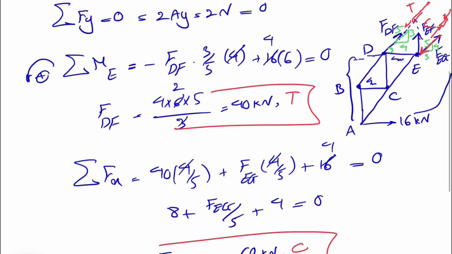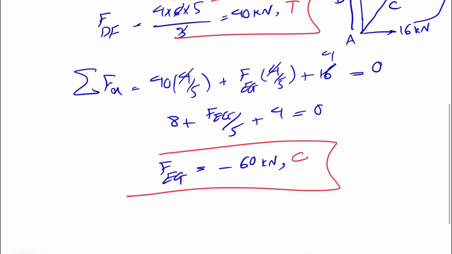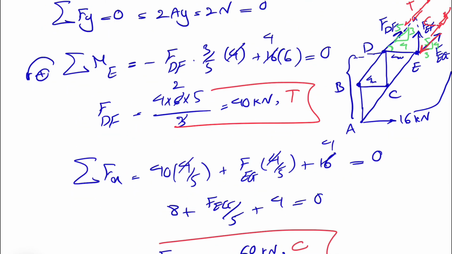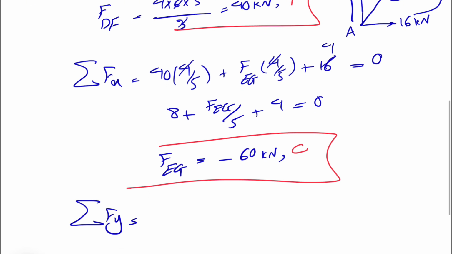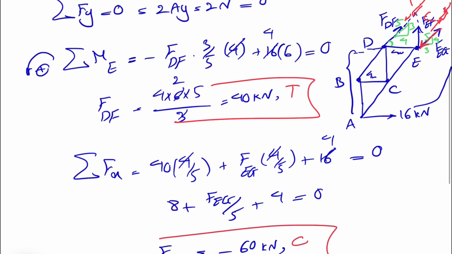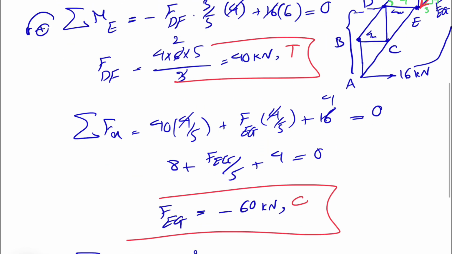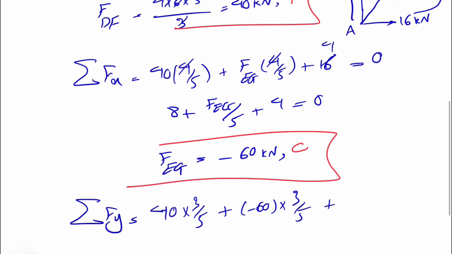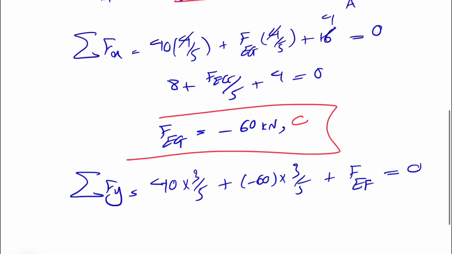And now that we have this, we can do sum of all forces in Y direction, and that way we can find the FEF. So if we do sum of all forces in Y direction, we have again the Y component of FDF. FDF was 40 times 3 over 5. We have the Y component of FEG. We can go with our assumption that was positive in there. We just put the value minus 60 based on what we found. And again, 3 over 5 is the Y component, and we have plus FEF is equal to 0.